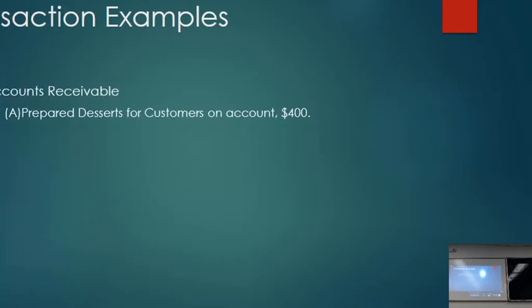And now we're going to do some examples on accounts receivable. Now, the book will always show you that it would say prepared desserts, or it would say anything prepared for a customer on account. So if you see prepared for a customer on account, you would automatically know that you have to record one account as accounts receivable, and the other one would be the revenue.